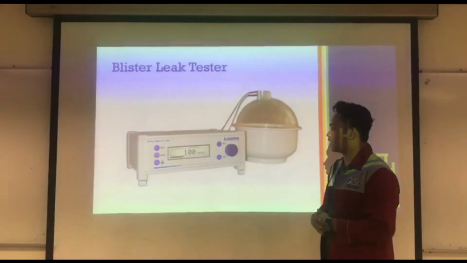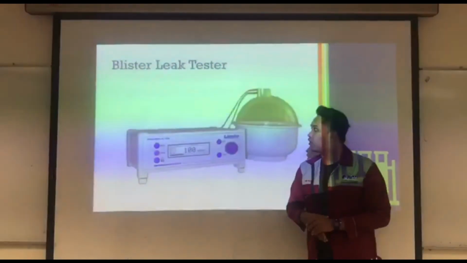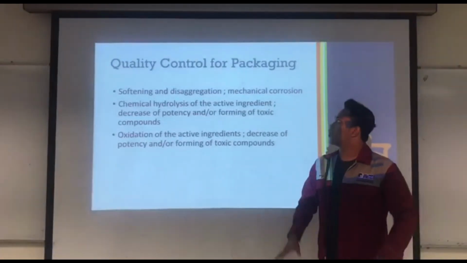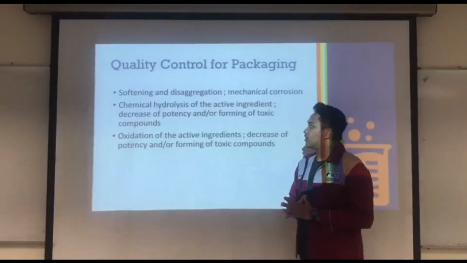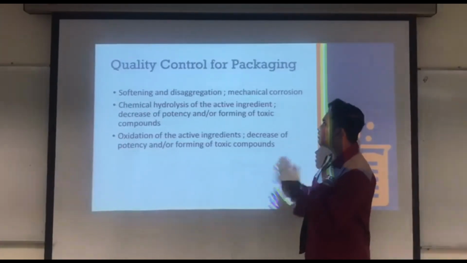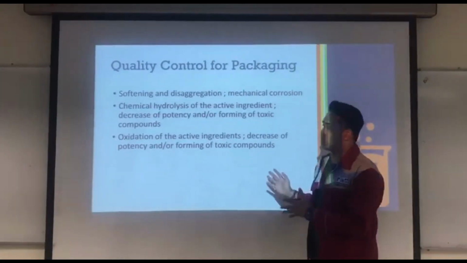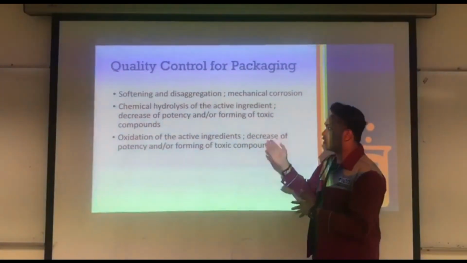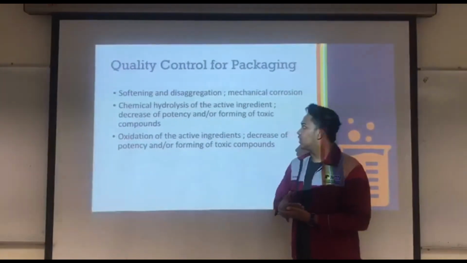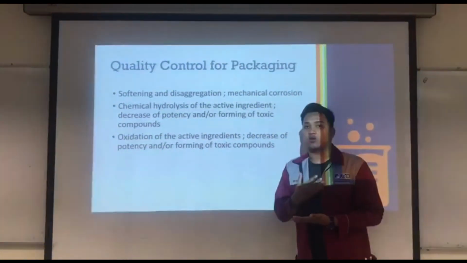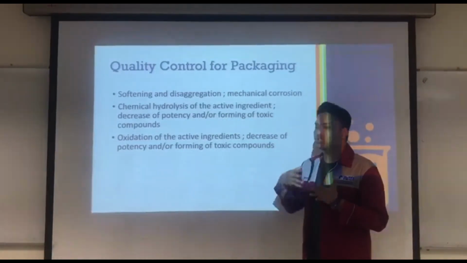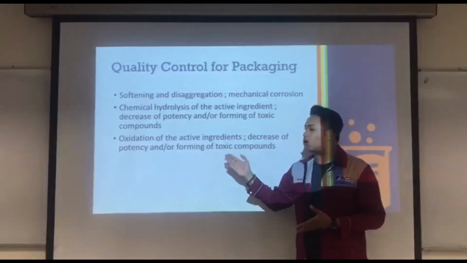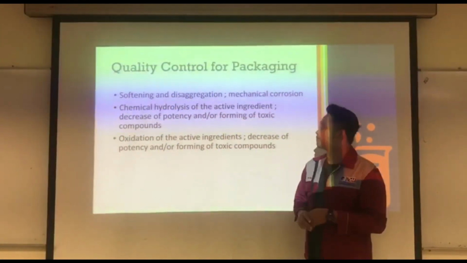Next. So this is an example of a blister leak tester. This is the machine that we normally use for blister testing. Next. Okay, so the quality control for packaging: softening and desiccation, mechanical corrosion, chemical hydrolysis of the active ingredient, decrease of potency, and forming of toxic compound. And lastly, oxidation of the active ingredients, decrease of potency or forming of toxic compound.